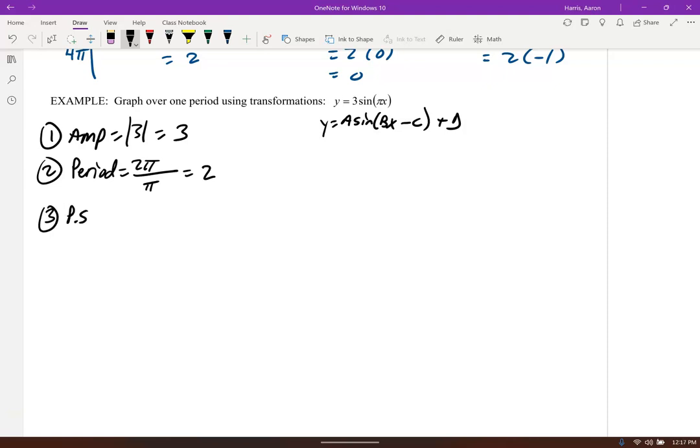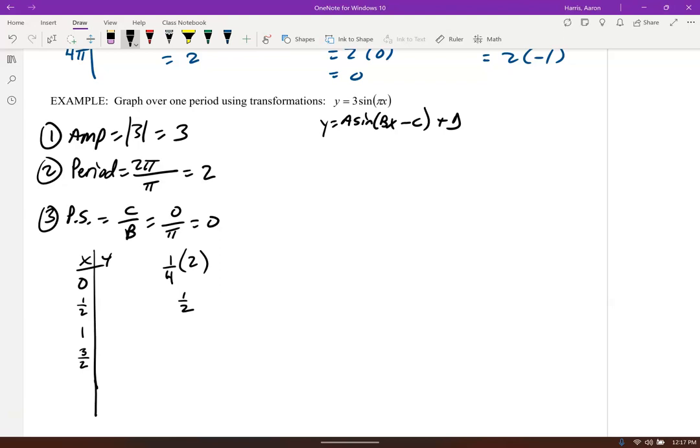Number 3, our phase shift is C over B. Well, our C here is 0. Our B is pi, so our phase shift is 0. We're going to start at 0. And then we're going to cut the period into fourths. So 1/4 of our period, 2/4 or a half. So we're going to go up a half from 0. So 0 plus a half, 1/2. 1/2 plus a half, 2 halves, 1. 1 plus 1/2, 3 halves. And 3 halves plus 1/2 is 4 over 2, or 2. So those are our key points that we want to use for when we're graphing this.